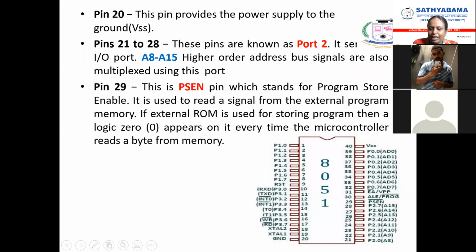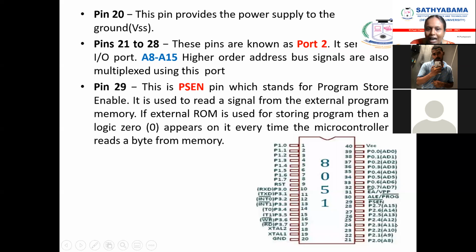Then pin 20, that is the ground pin, and pin 40 is the supply pin. I told you the supply will be 5 volt. Now you come to pins 21 to 28. Which port are they using now? Port 2. So how many address lines and how many data lines are there? 8 data lines and 16 address lines are there.